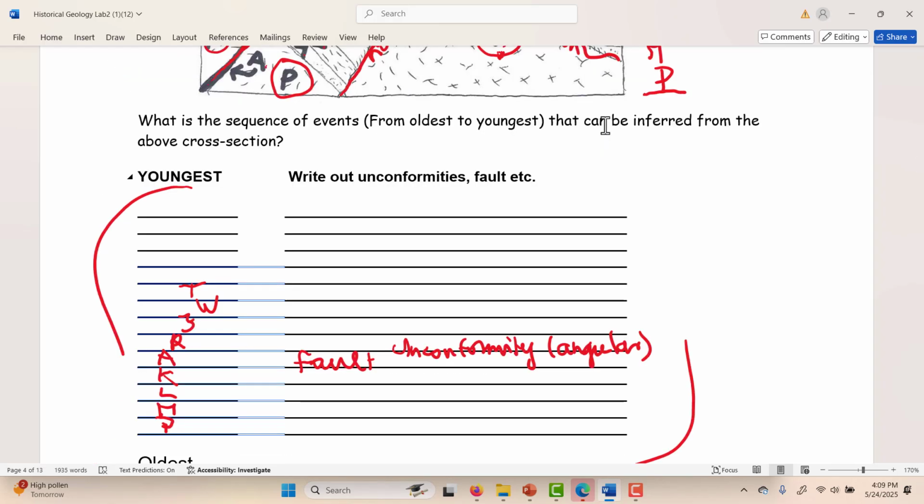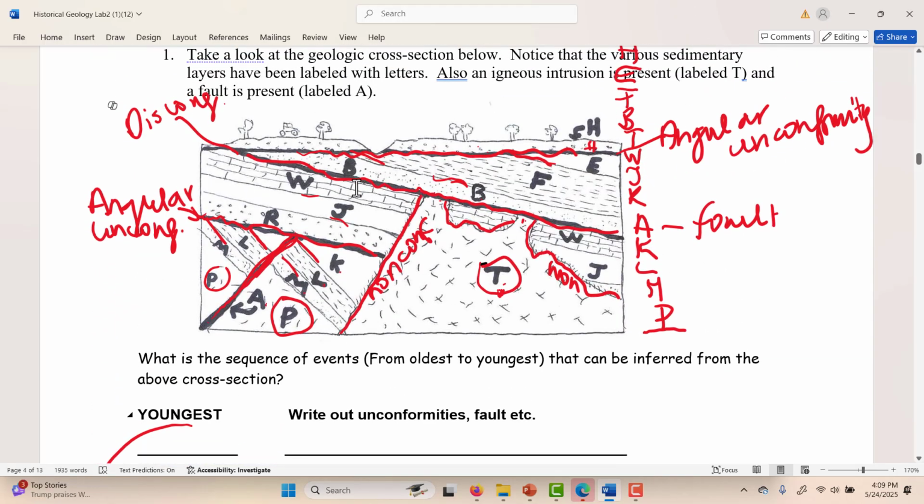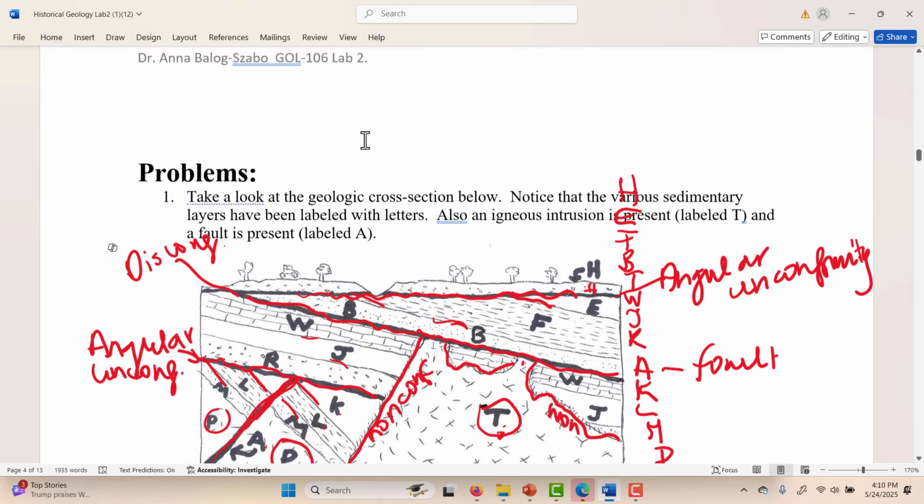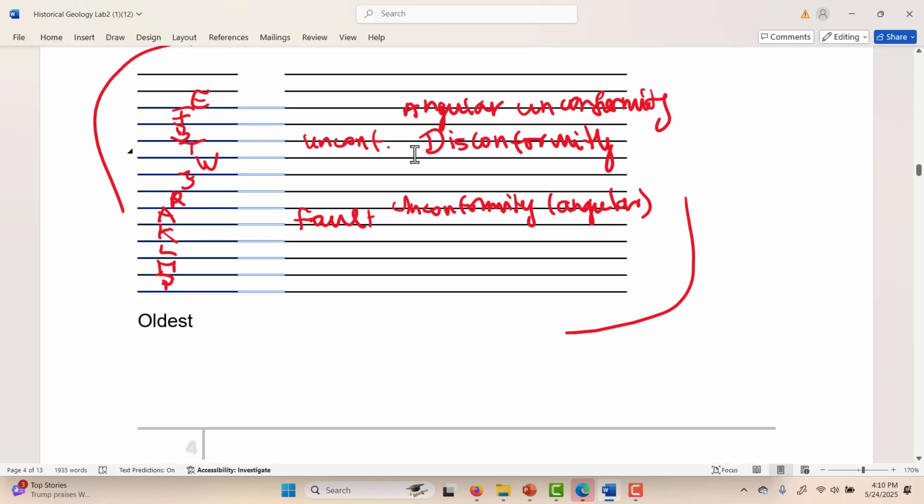We could say that there is an unconformity here, which is really a disconformity. And then comes, see, that's the B, right below the B, that's that disconformity. And then BFE, and there is an unconformity. It's going to be an angular unconformity. And then the very last layer is the A. So that's the last thing.